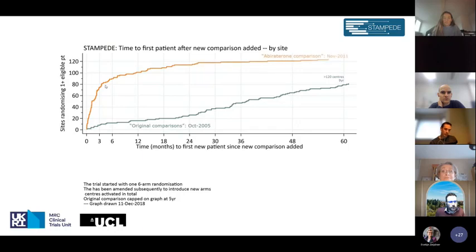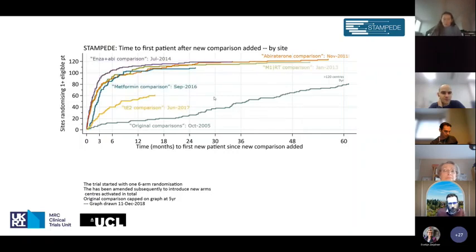What you could see is we had 80 centres randomise at least 1 patient for which they could have been allocated to that comparison within 4 months. You hit the ground running to that comparison, so you don't have that startup time. And that's the same with each of the comparisons that's subsequently been added.